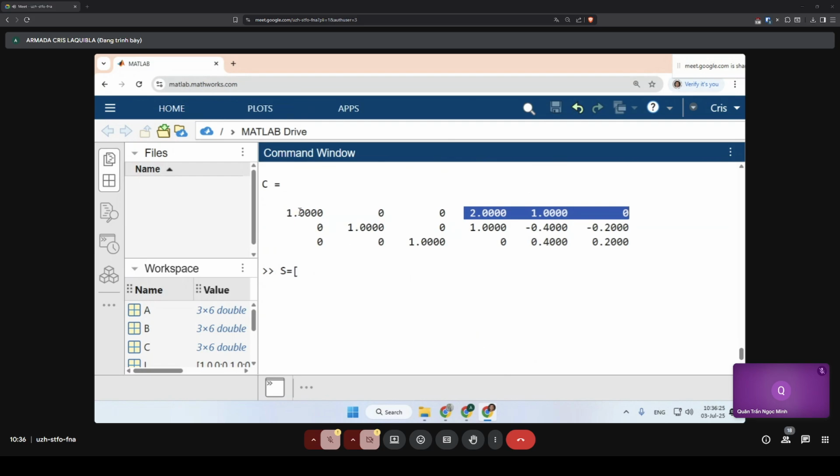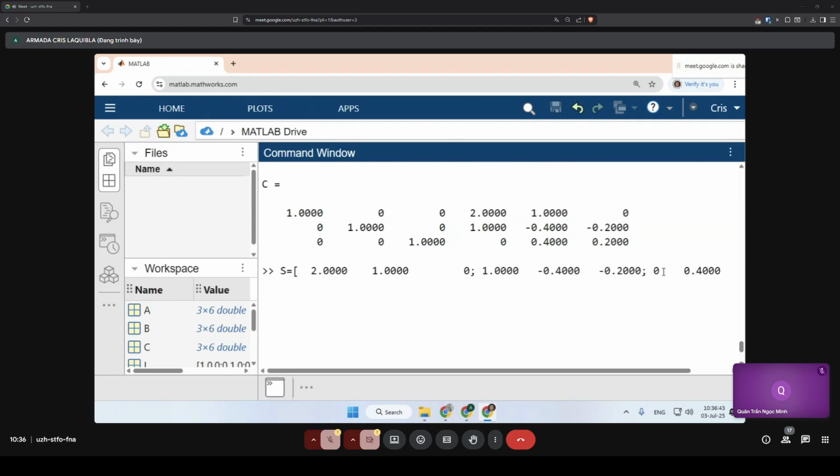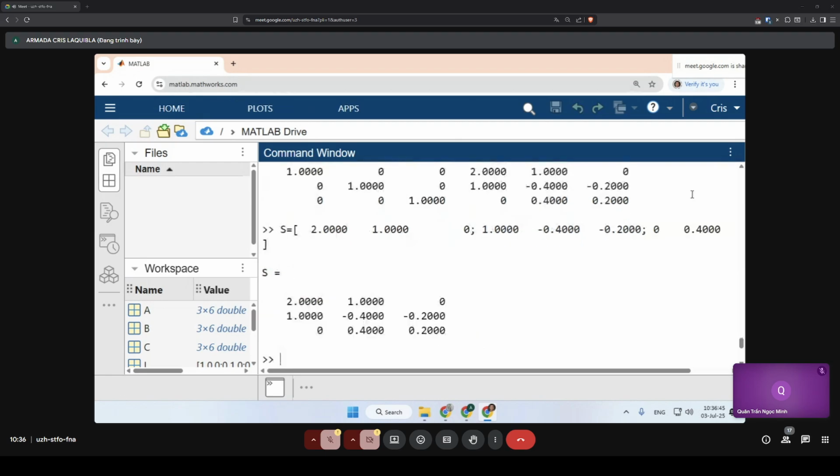Again, that is S inverse, that's because it's here. This is the identity here on the other side, right? That one has too many spaces, but it's okay. And then the last one is this. Enter. Okay, this is now your S inverse.